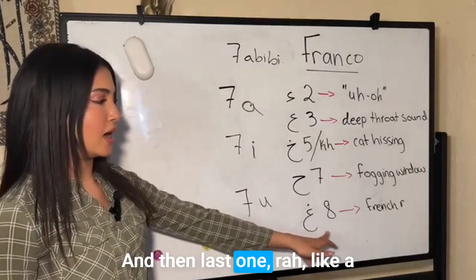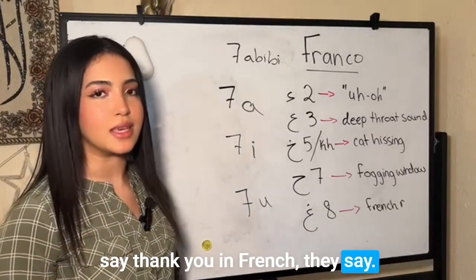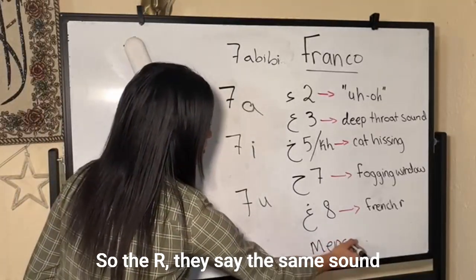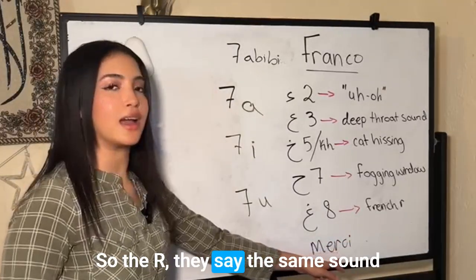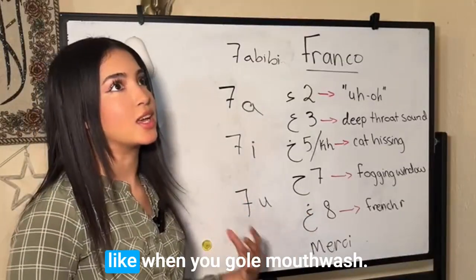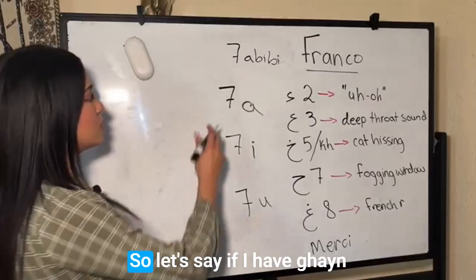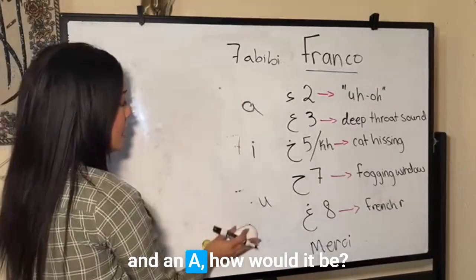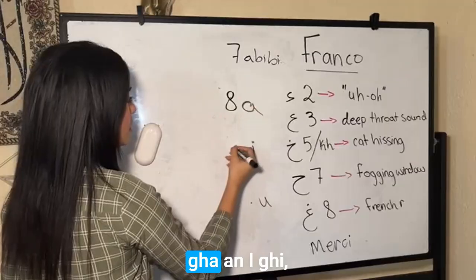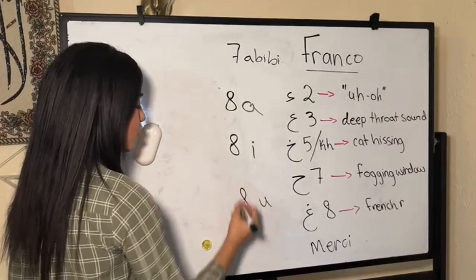And then the last one, ra, like a French R. For example, if I want to say thank you in French, they say merci. The R, they say ra, merci. It's the same sound. Or you can remember it as if it's like when you gargle mouthwash. So this is rain. So let's say if I have rain and an A, how would it be? It would be like this. Ra, an I, ri, you, ru.